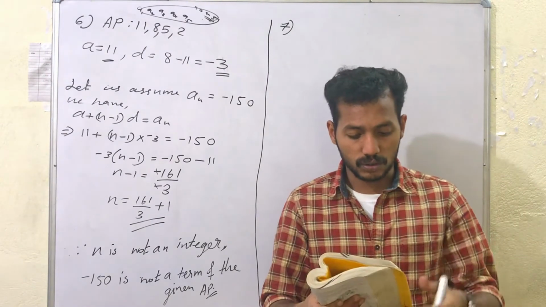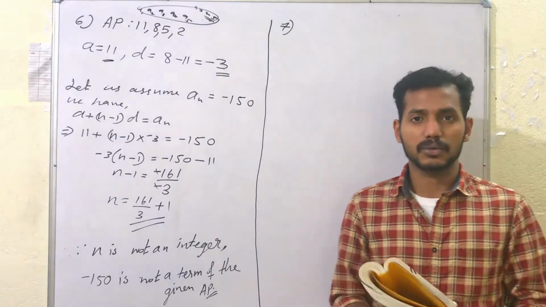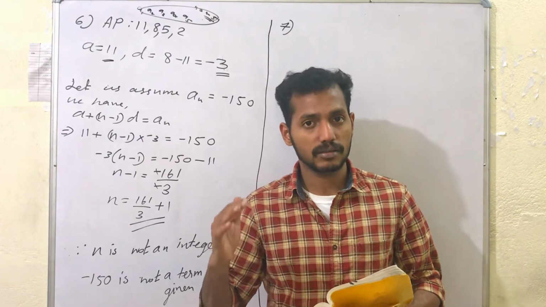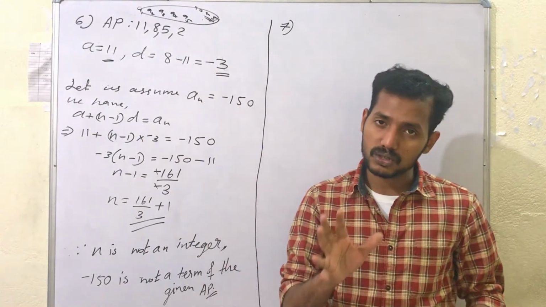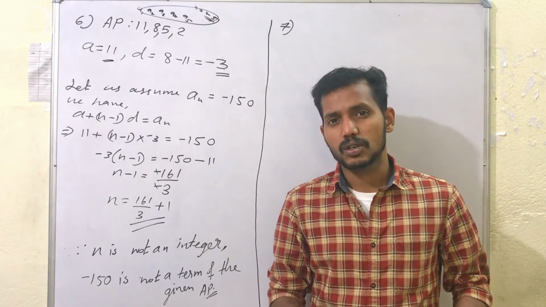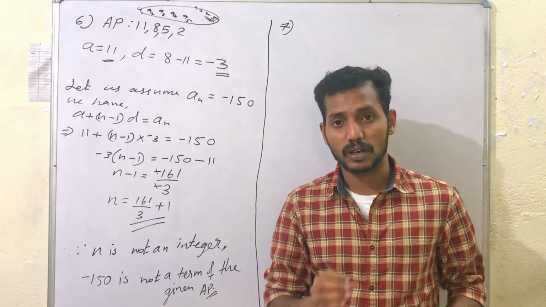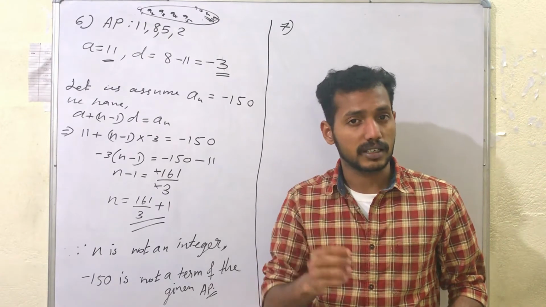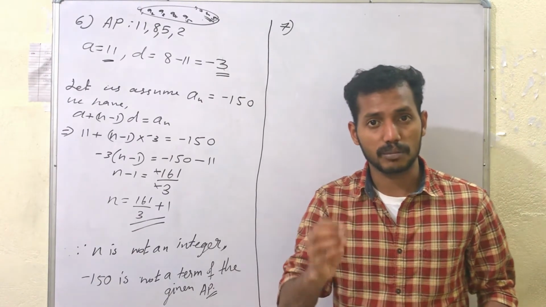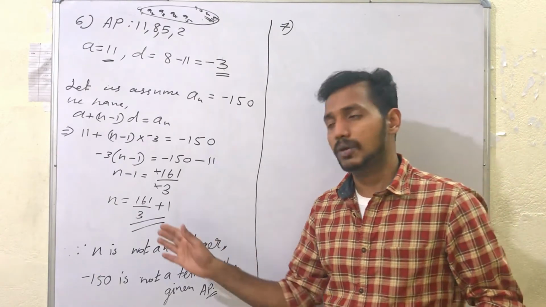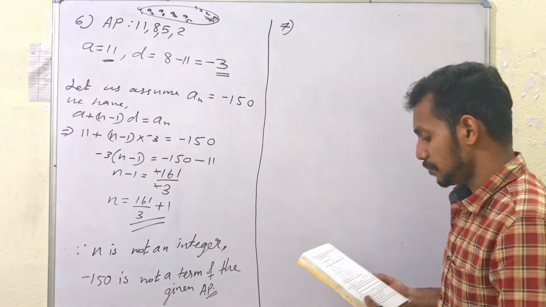Next I am going to solve question number 7. This is a very important type of question. There are many forms of this type of question. To solve questions from arithmetic progression, you should have good knowledge of how to solve a pair of linear equations as well as how to solve quadratic equations. These two concepts are very important to solve questions from arithmetic progression. So that is very important to remember.